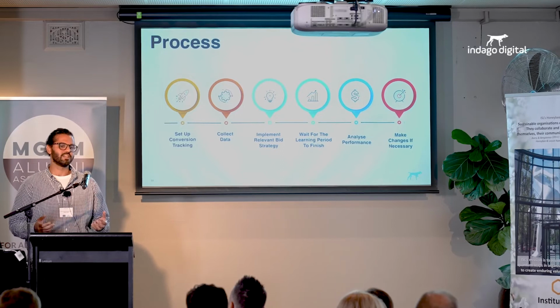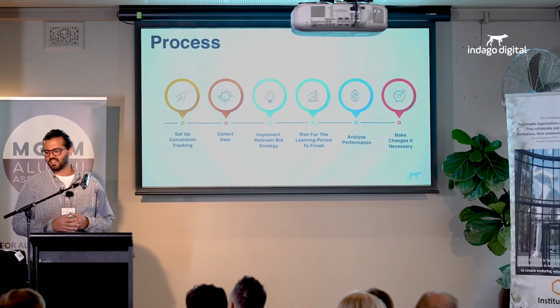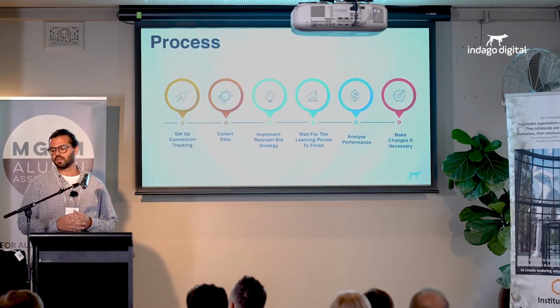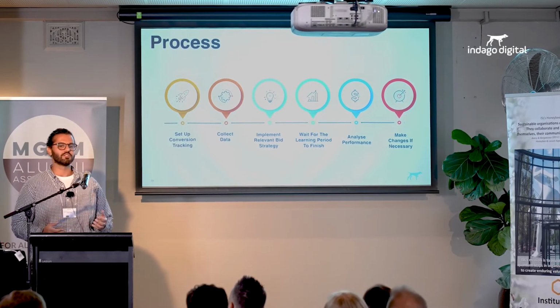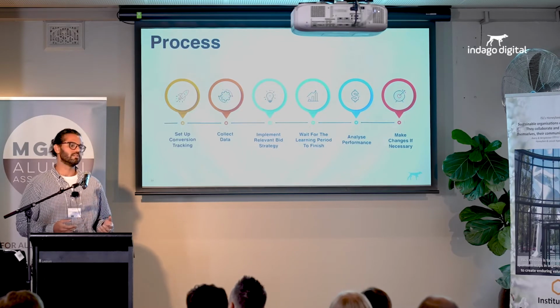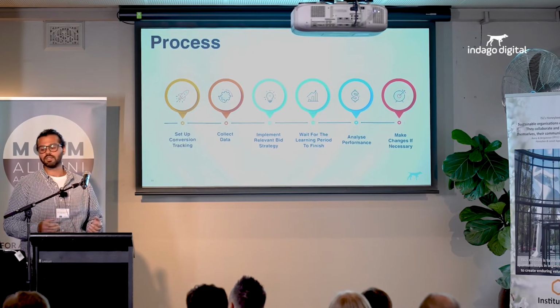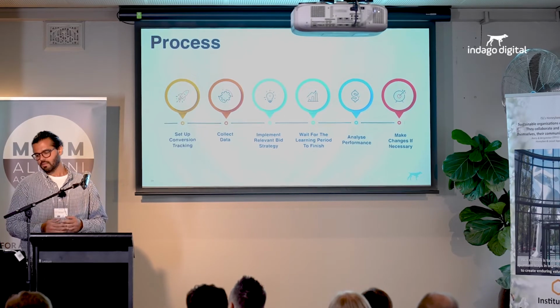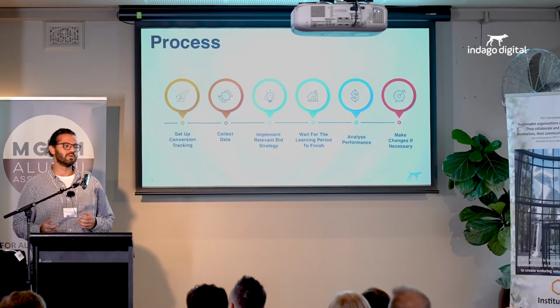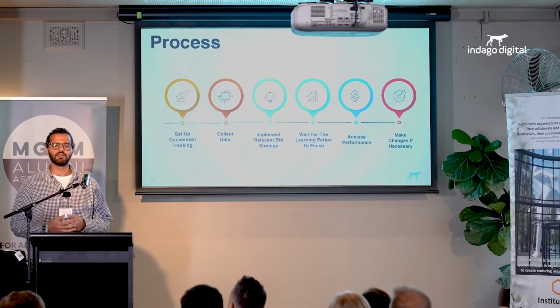Once the bid strategy is running, obviously don't just let it run. You have to analyze performance. Most of the platforms that provide bid strategies will provide some sort of recommendations and so on. And you do need to look at them regularly and work out if there's any changes that you need to make. And that's it. So once you've set it up, analyze performance, and then make any changes necessary.